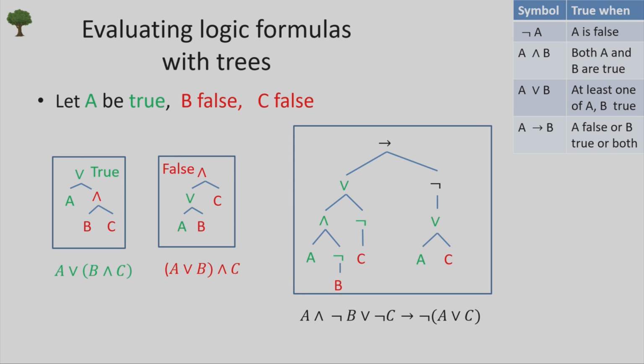Let's do the right one. True or false will be true. Negation of true will be false. So now we know that the right side is false. Finally, we have true implies false. Now that's the only situation when the arrow, if-then, will be false. So the whole formula is false when A is true, B is false, C is false.